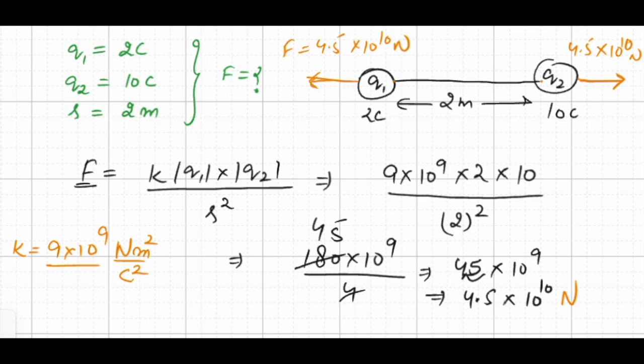Let's do one more question. Now, if Q1 charge is say 2 Coulomb and Q2 charge is minus 3 Coulomb, and the distance between them is 2 meter. Again, let's change the distance, this time 3 meter. So what will be the force?